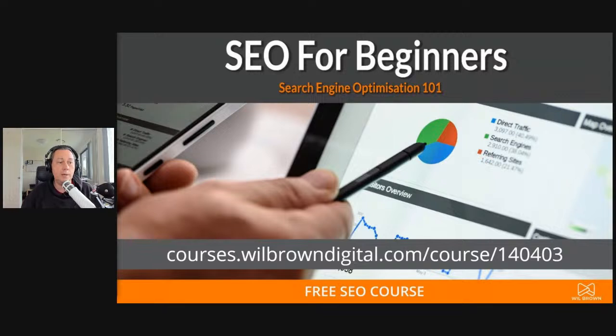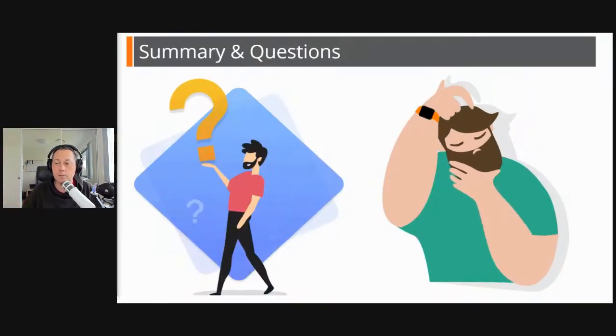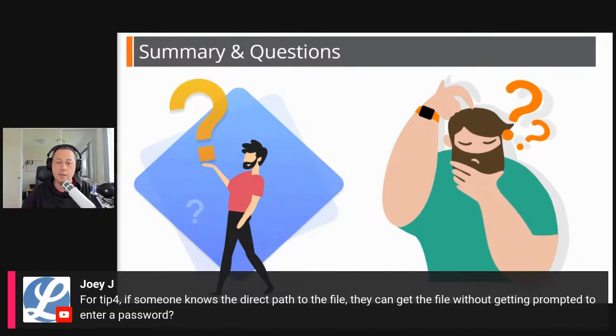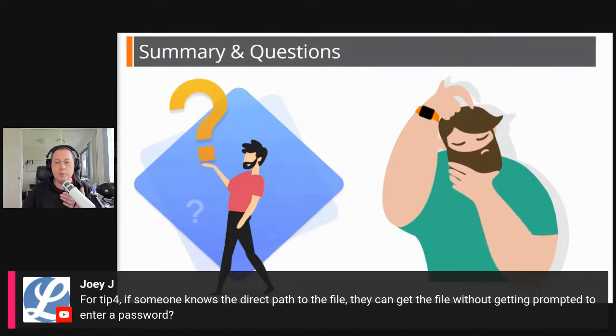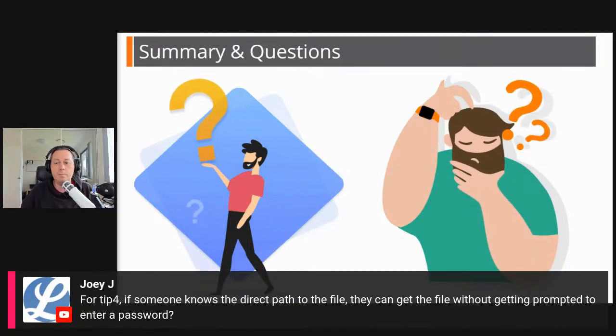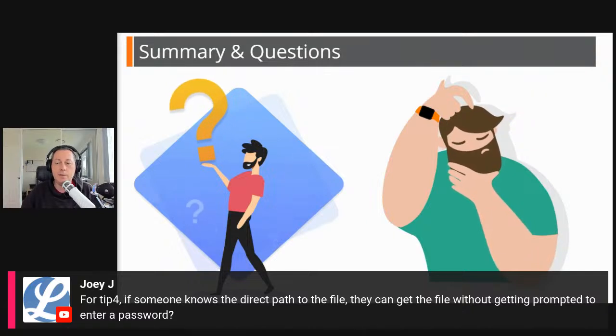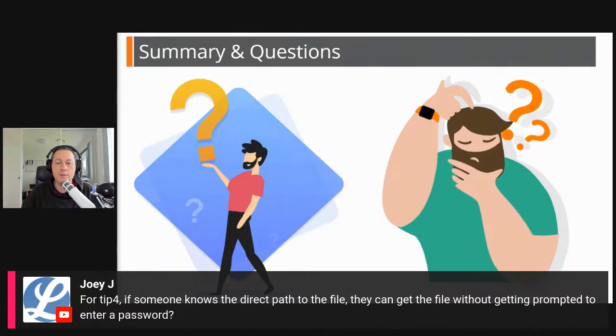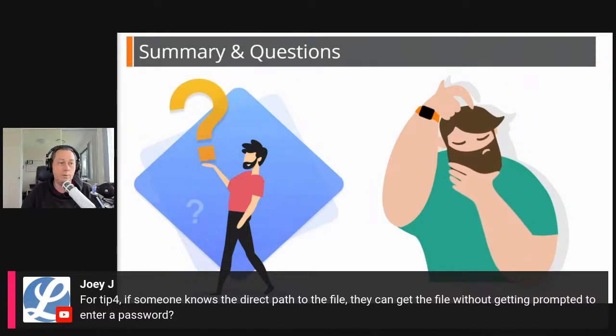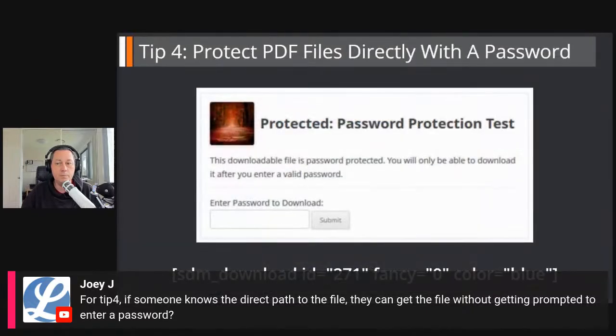So I'm going to go back to questions because I can see a few coming through. Joey J says, for tip 4, if someone knows the direct path to the file, they can get the file without being prompted to enter the password. Yes, that's correct. So this is for tip number 4, to protect PDF files. If someone knows the link to the PDF, then yes, they'll be able to share that directly.